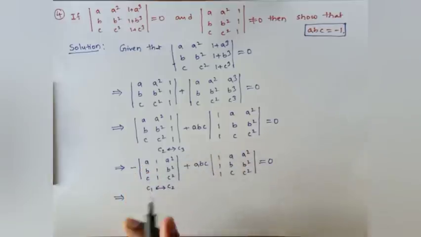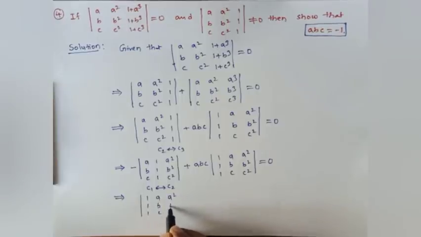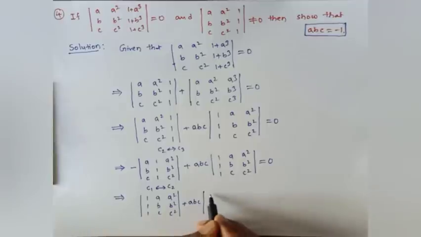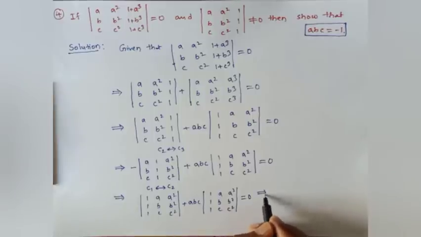C1 interchanging to C2, then again it is a negative sign, so minus and minus becomes a plus. So it is the determinant 1 1 1, a b c, a square b square c square, plus abc times the determinant 1 1 1, a b c, a square b square c square, equals 0. Now observe the left hand side of the given problem.